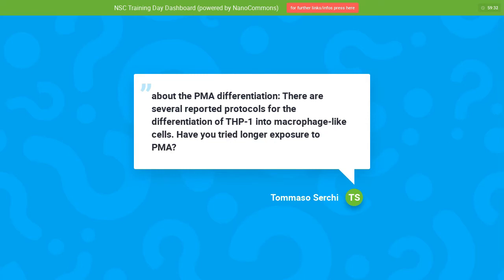So I do see there's a few questions in the box. The first one about the PMA differentiation. Yes, there are quite a few different protocols for differentiation of the THP1s. And as I said in my presentation, the reason we went with the protocol we did is because it's being characterized in-house. We characterized a range of differentiation periods as well as the concentrations of PMA. And this is what led us to decide to choose our 48 hours with PMA and 48 hours without.